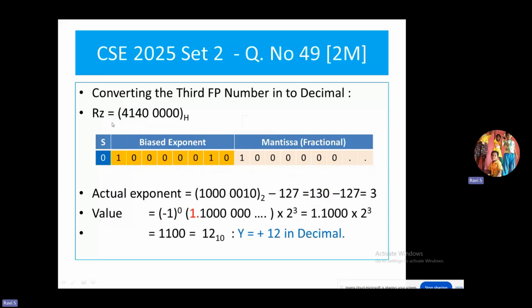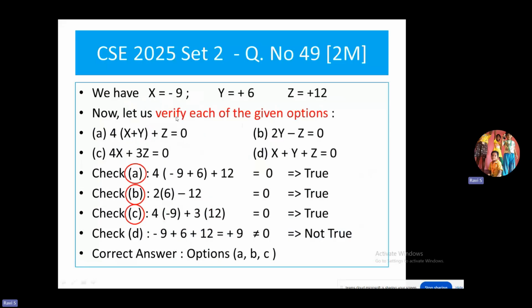Adapt the same procedure for z also. So 4 means 0100. Again 1 means 0001. You apply the same procedure we have followed here. We get the value of z as plus 12. Now let us come to the expressions given in the question. There are 4 options given. We need to verify one after the other. We have calculated the value of x as minus 9, y as plus 6, z as plus 12.